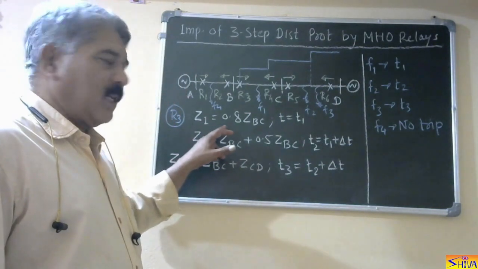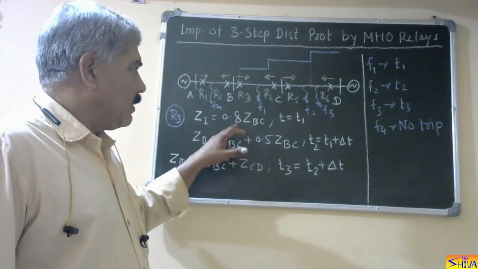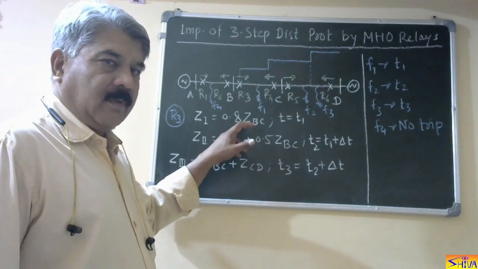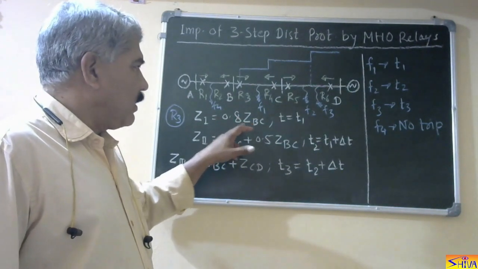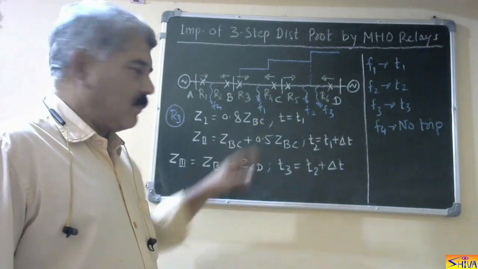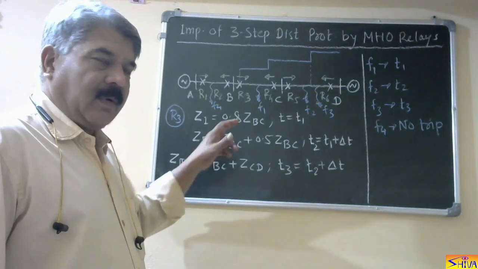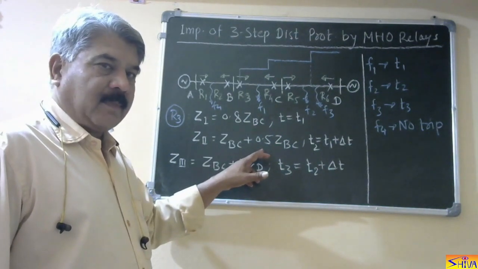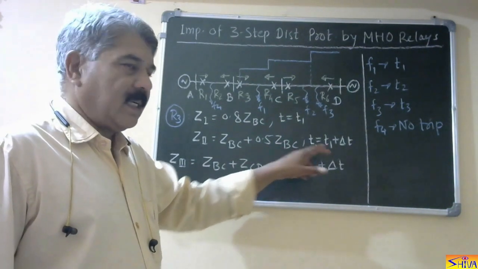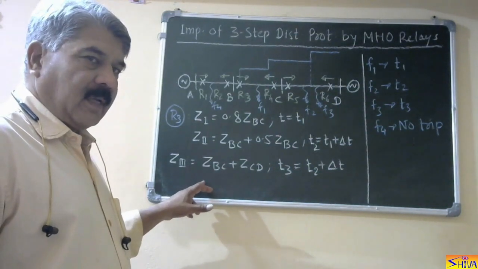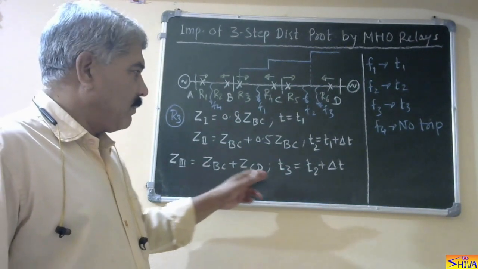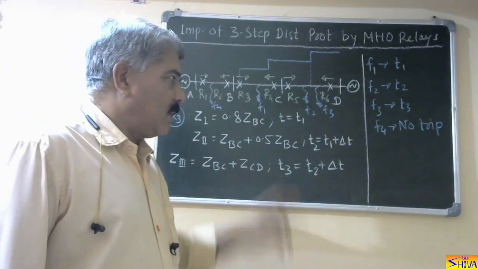So in the first step, as per our rule, we select 80% of line BC, that is 0.8 of its own section, so 0.8 into ZBC. And operating time is without any time delay, let us say it is T1. In the second step, we cover entire line BC plus 50% of next line section, and operating time for fault T2 is T1 plus delta T. And in the third step, as there are only two lines, we select ZBC plus ZCD as the impedance setting, and operating time T3 is T2 plus delta T.